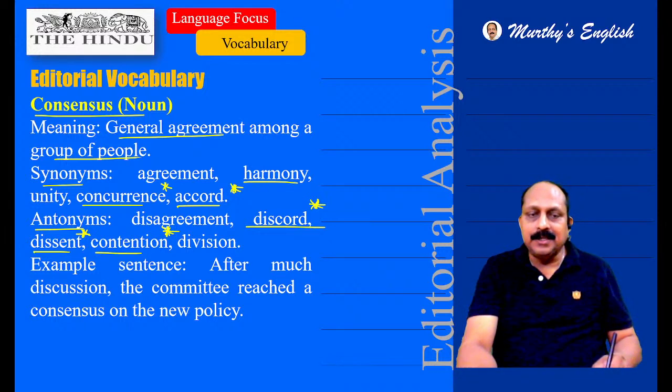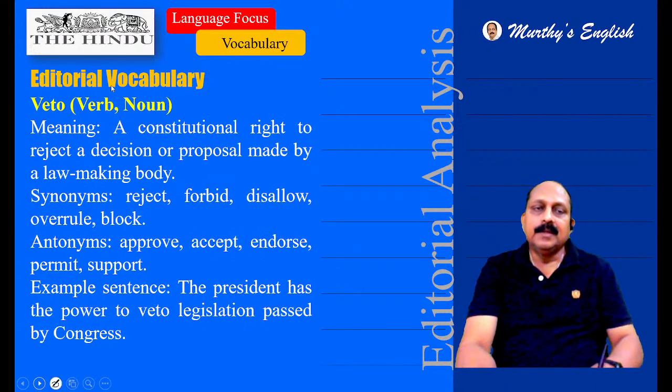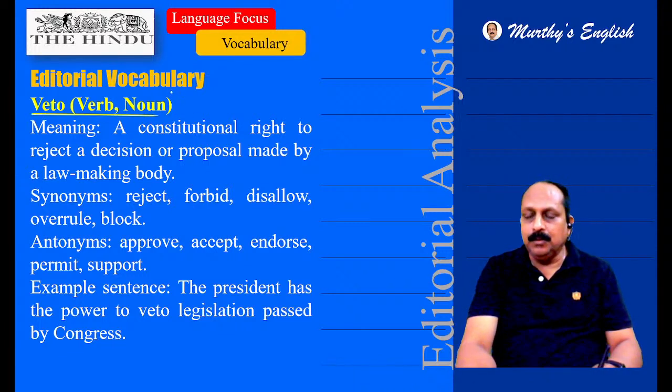Example: after much discussion, the committee reached a consensus on the new policy. Committee, again, you have to recollect the rule that goes with collective nouns, and important collective nouns you have to recollect. Veto, also an important word. It could be a verb, it could be a noun. A constitutional right to reject a decision or proposal made by a lawmaking body.